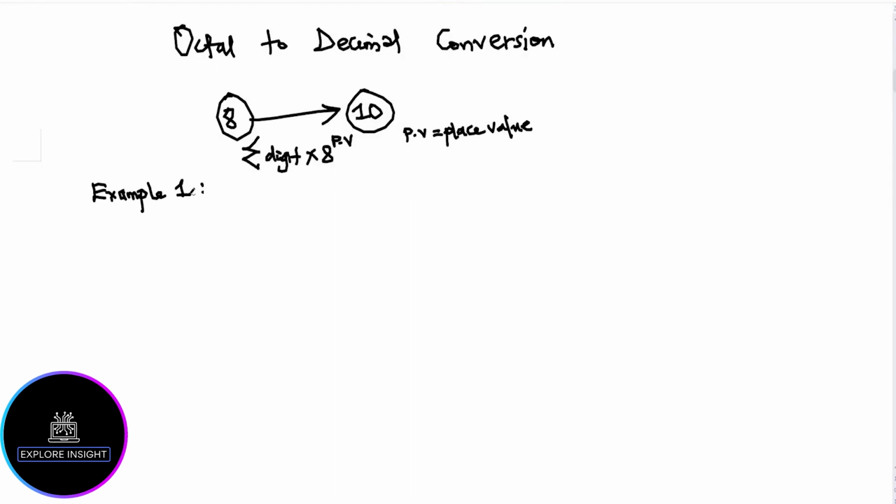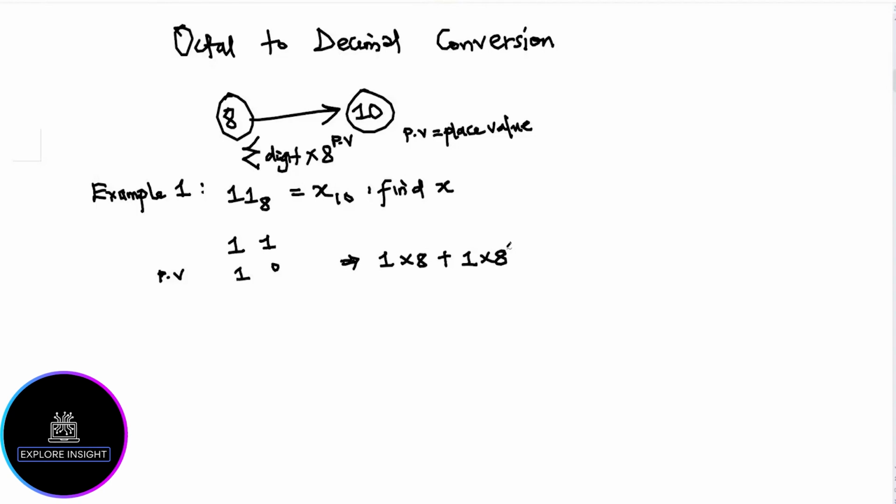Example 1. So let's say we are given 11 in base 8 and we are asked to find x in base 10. So all I have to do is to indicate the place value. In this scenario, the place value for this is 0 and 1. So what does that mean? It means I'm going to have 1 times 8 plus 1 times 8. Please make sure you put the place value accordingly. Never mix it up, else you have a wrong answer.